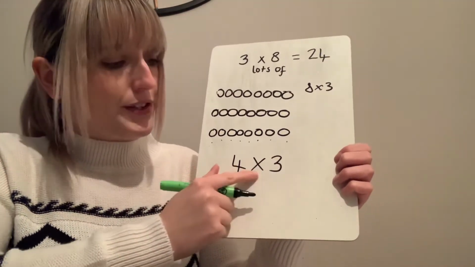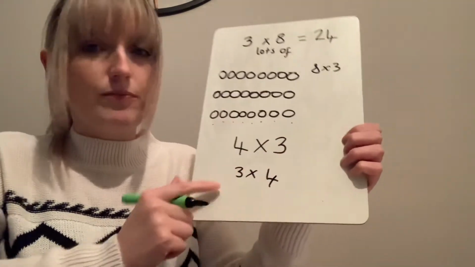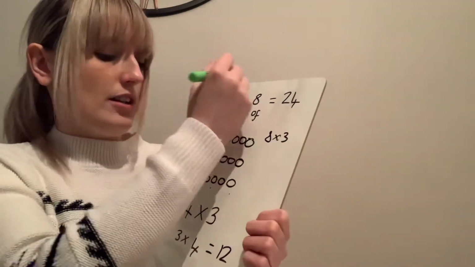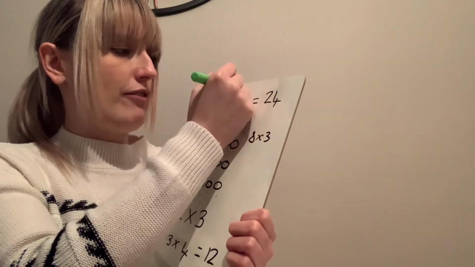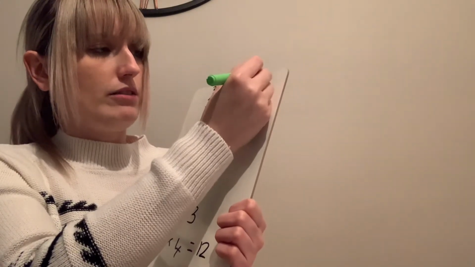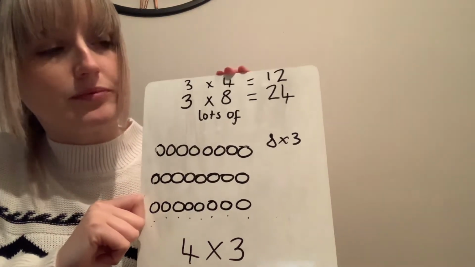So with 4 lots of 3, it could be 3 lots of 4, and it would still equal 12 that we found out. Now let me write that above there. 3 lots of 4 equals 12. Does anybody notice a pattern?